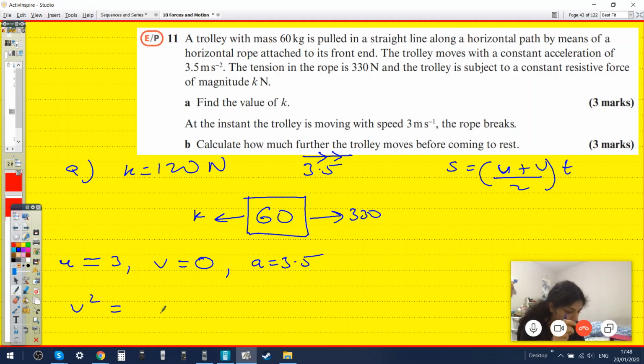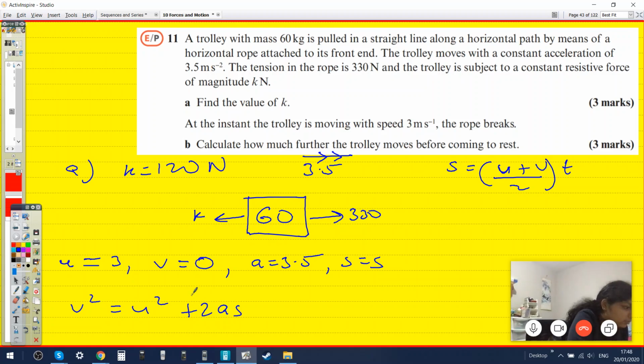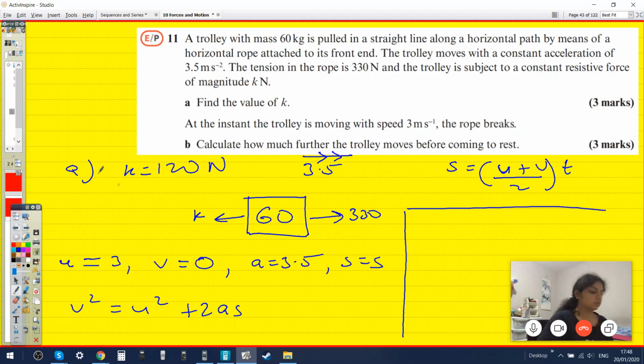So V squared equals U squared plus 2AS. Yeah. I looked them up anyway. I never bothered to learn them because we get them given, so there's no point. Yeah, I don't learn them either. I just accidentally remember them.